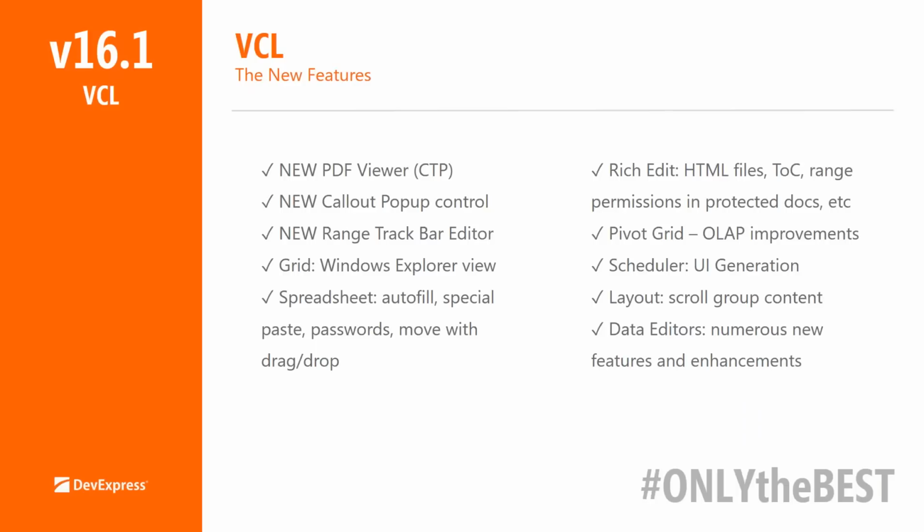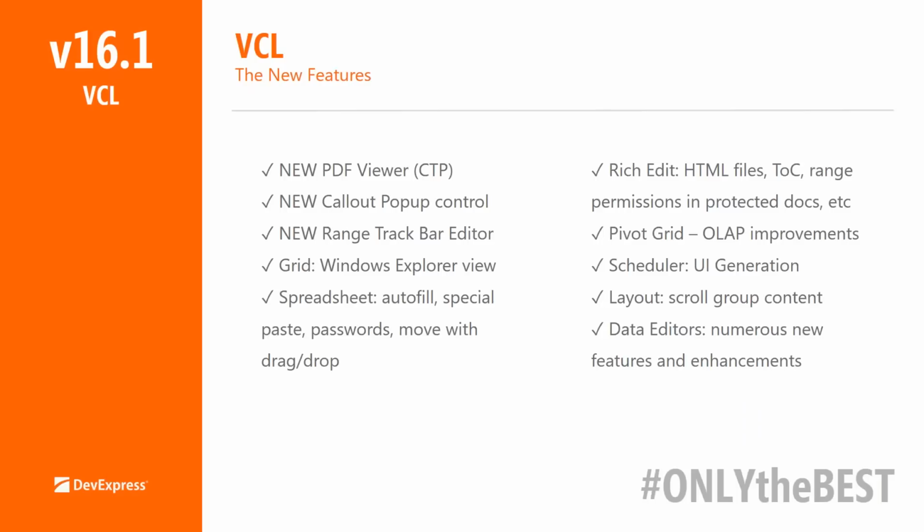There's a new Callout Popup Control. The Callout Popup Control is like those context pop-ups you get, but with more functionality, so we'll see that in a minute. A range track bar editor for allowing your users to define a range of values rather than just a single value on a track bar. The grid has a new Windows Explorer view. Of course, we'll be looking at that in a moment. You'll see what I mean by Windows Explorer view.